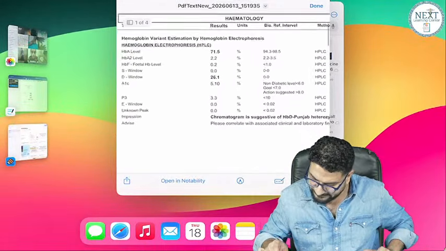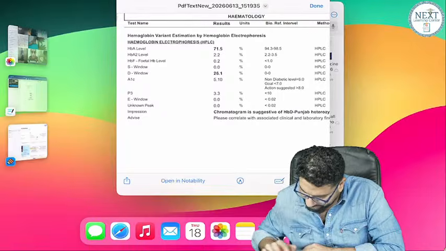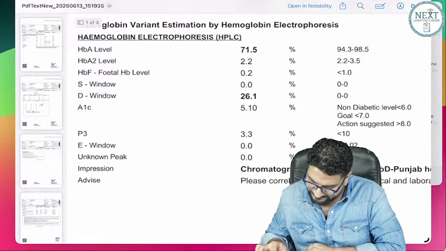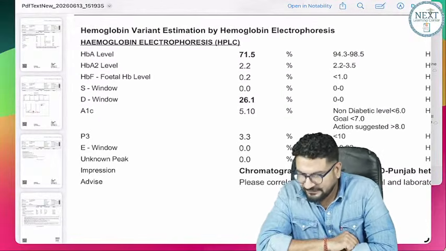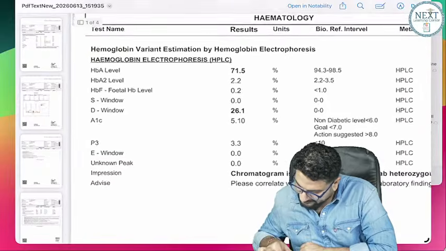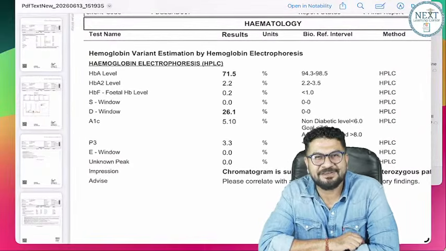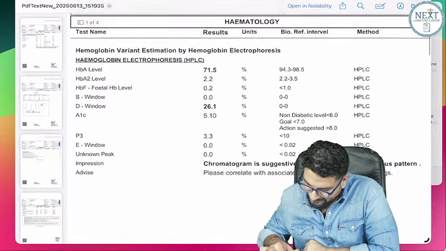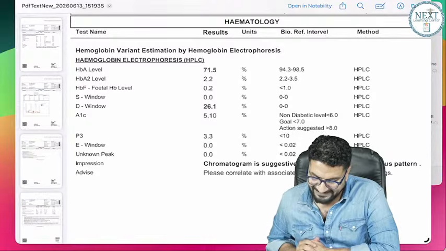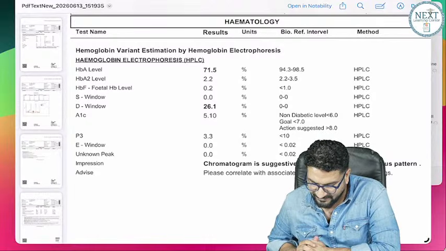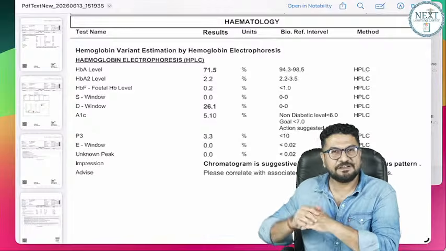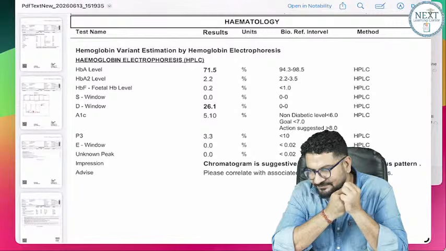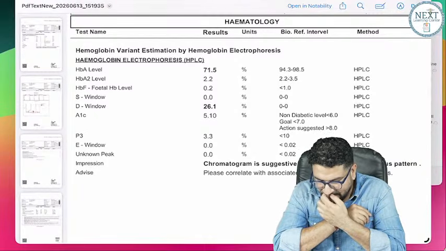Okay, so look at this. You can see the chromatogram. If you see it carefully, it is a hemoglobin electrophoresis method, and you can notice the chromatogram is suggestive of HbD Punjab, hemoglobin D Punjab. So what is this pattern? HbA level, HbA2 level, HbF level, HbS, HbD, HbA1c. These are different types of hemoglobin. HbA1c is your diabetic hemoglobin, right? So they are asking you a question on HbD Punjab.